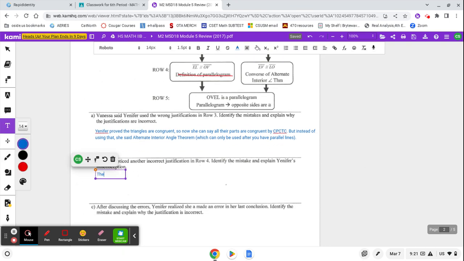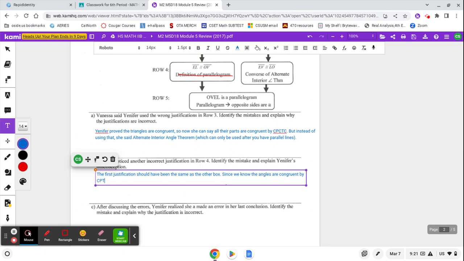So in row 4, we're going to say the first justification should have been the same as the other box. Since we know the angles are congruent by CPCTC from the previous bubbles, we can now use the converse of alternate interior angle theorem and say both opposite sides are parallel.